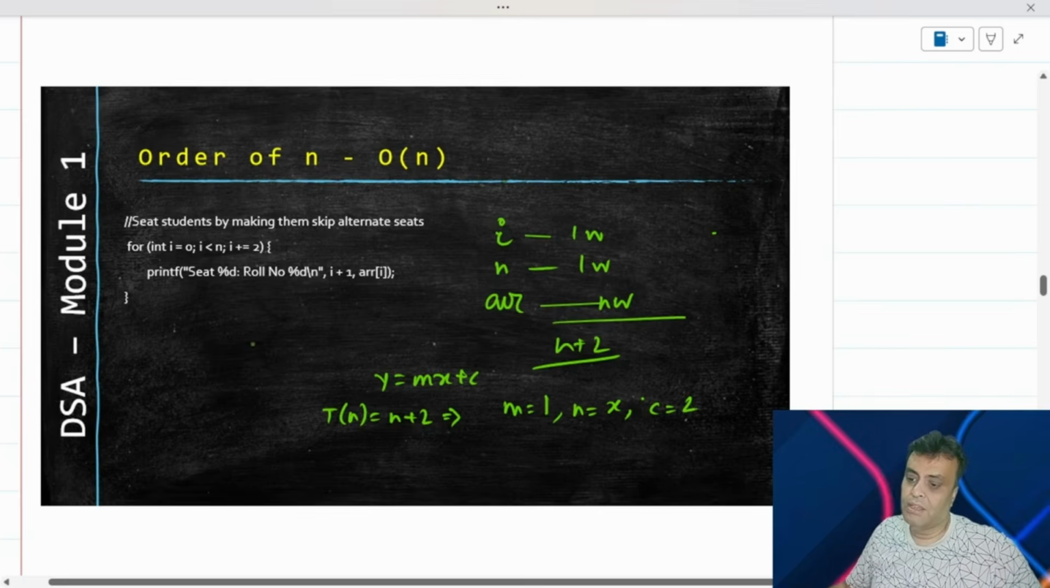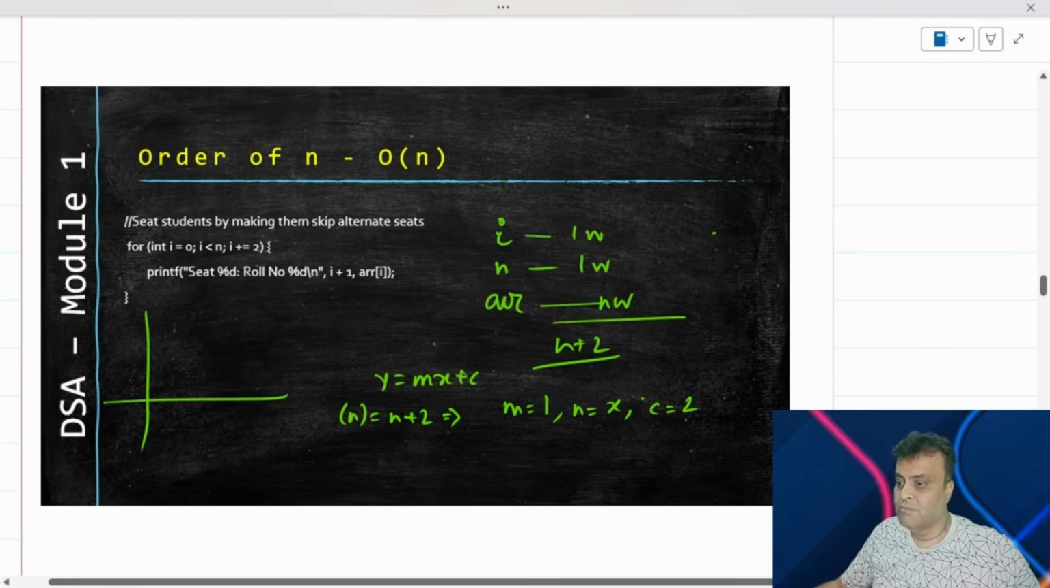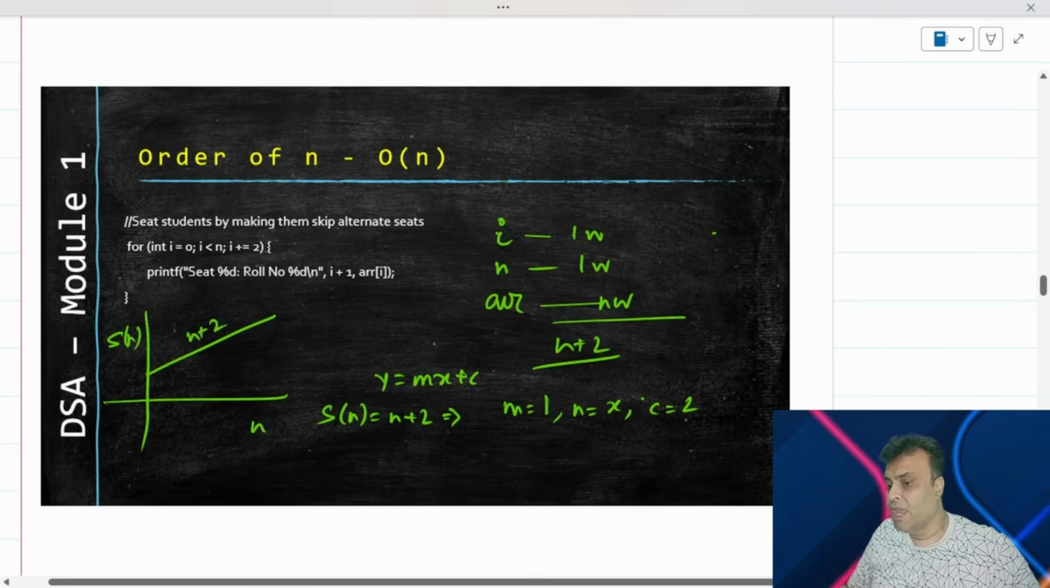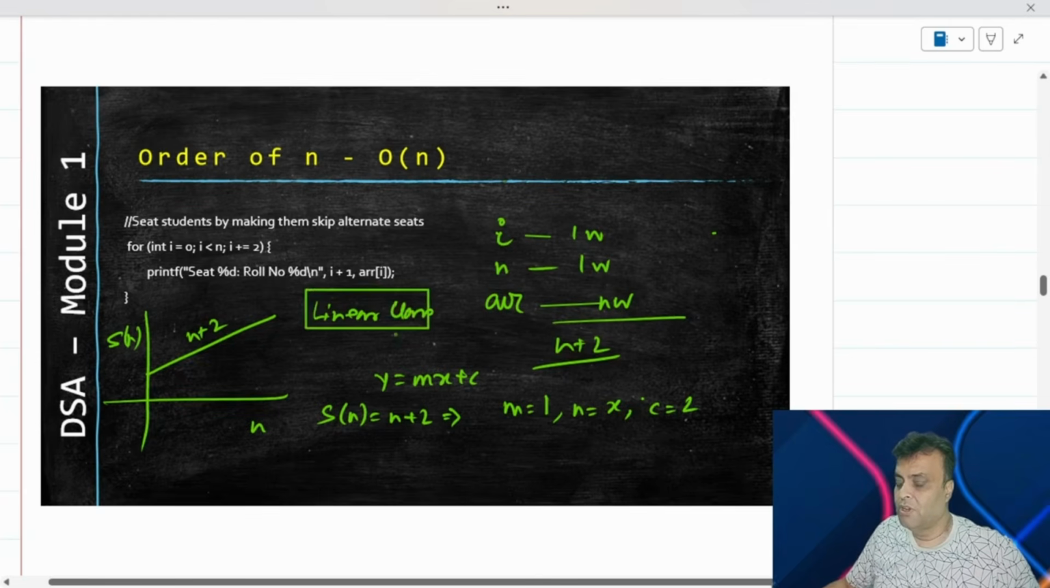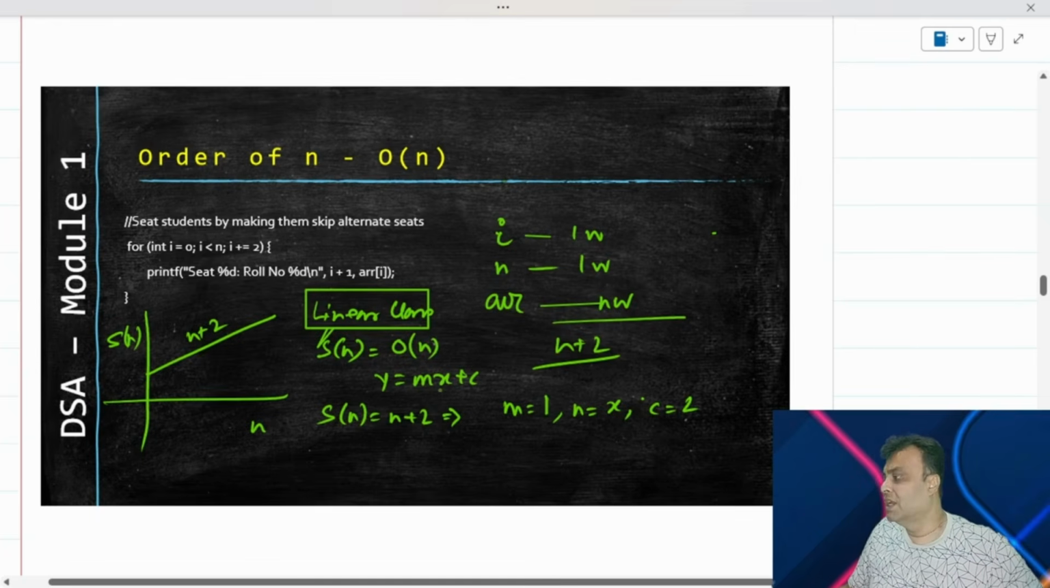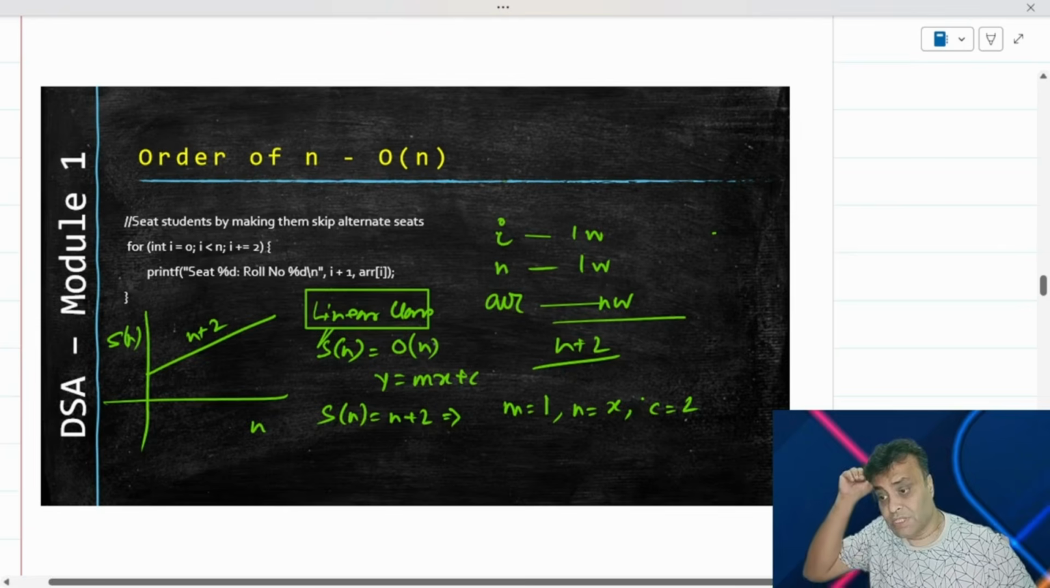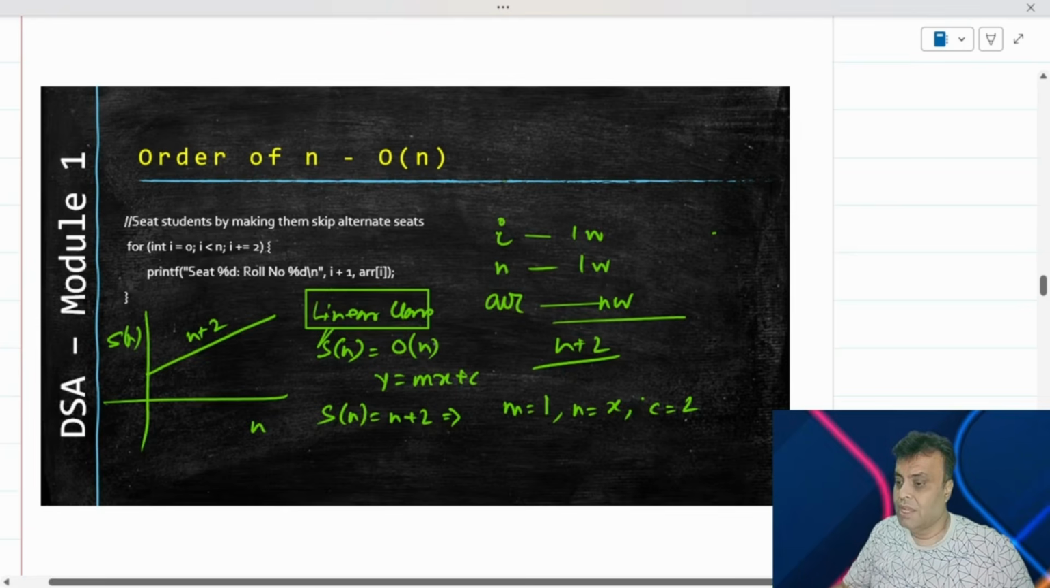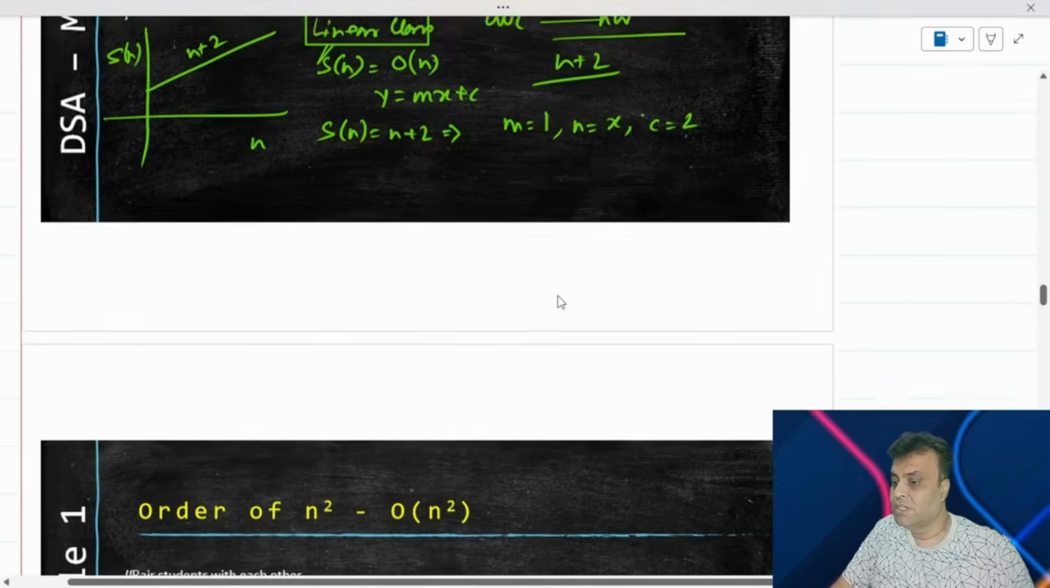And therefore I can write this as, this should have been space complexity because we are talking space here. Therefore I can write this as S(n) will follow something which is like this, n plus 2. And this is following a linear class of polynomial. And because it is following a linear class of polynomial, I can say my space complexity is order of n, because the degree of a linear class is always 1. So that space complexity is therefore order of n for the seating arrangements.